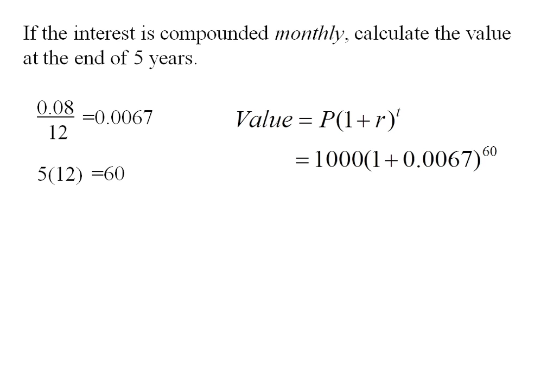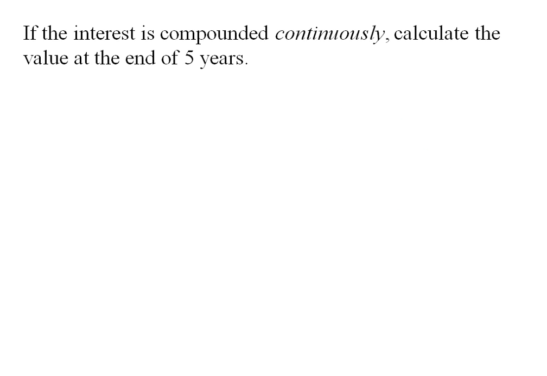So 1,000 times 1 plus 0.0067, and that gets raised to the 60th power, giving us $1,489.85. Instead, let's go ahead and compound our interest continuously.